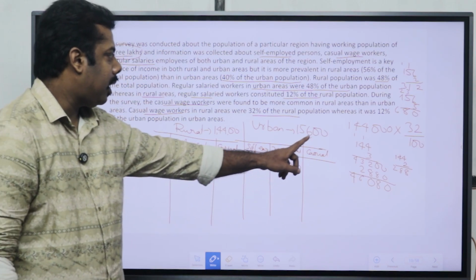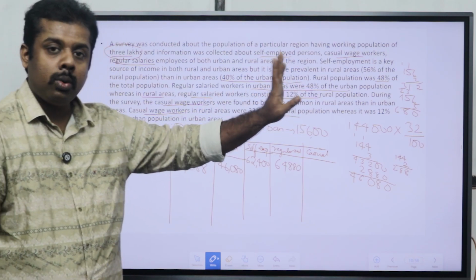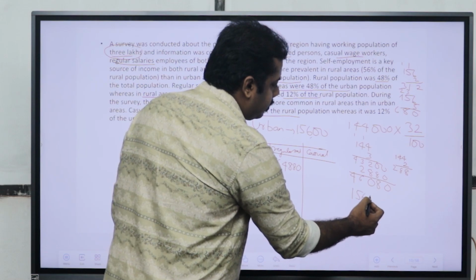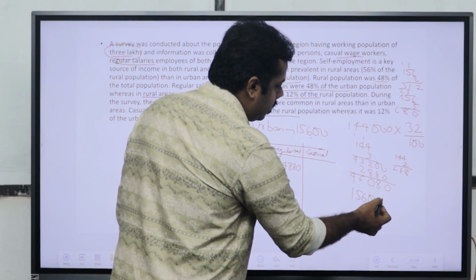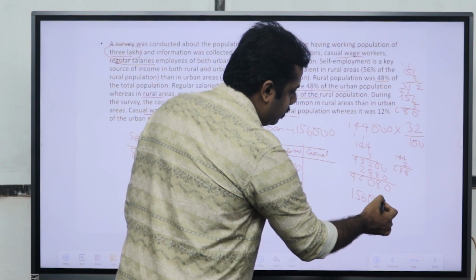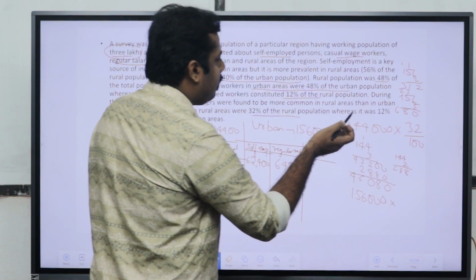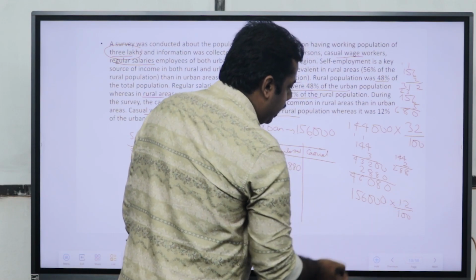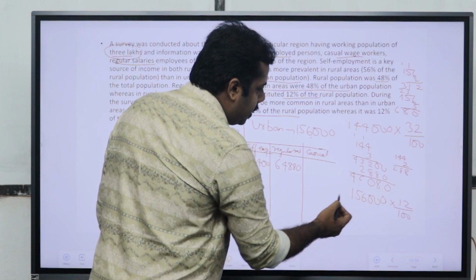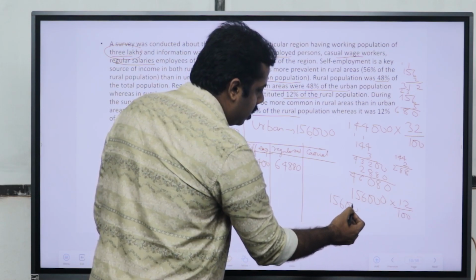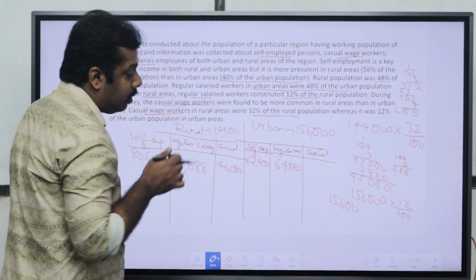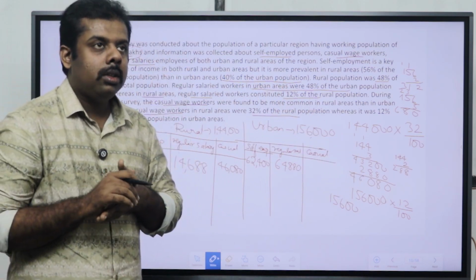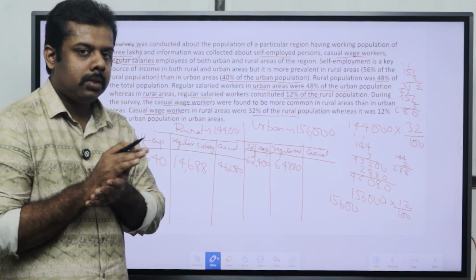Now in case of casual workers in the urban population, it is only 12%. Now 12% of 1,56,000. We have to find 12% of that. Same as in the last concept, 10% is 15,600 and 1% is 1560. So 2% has to be double of that.